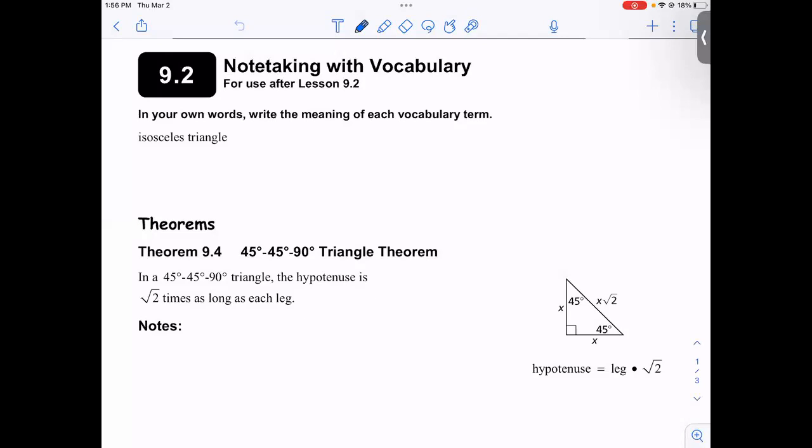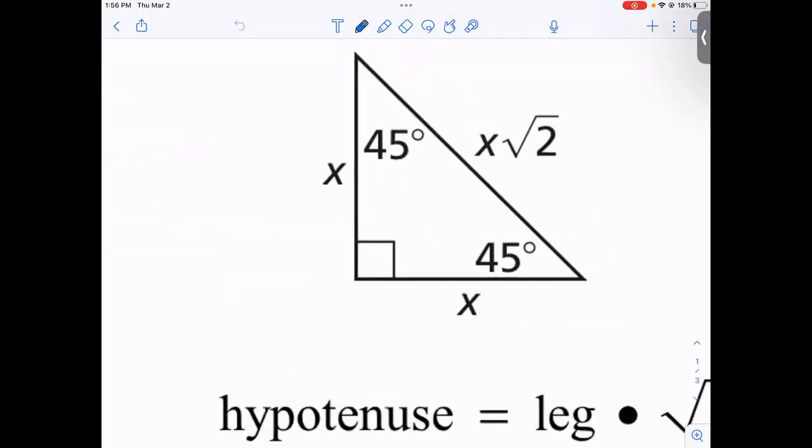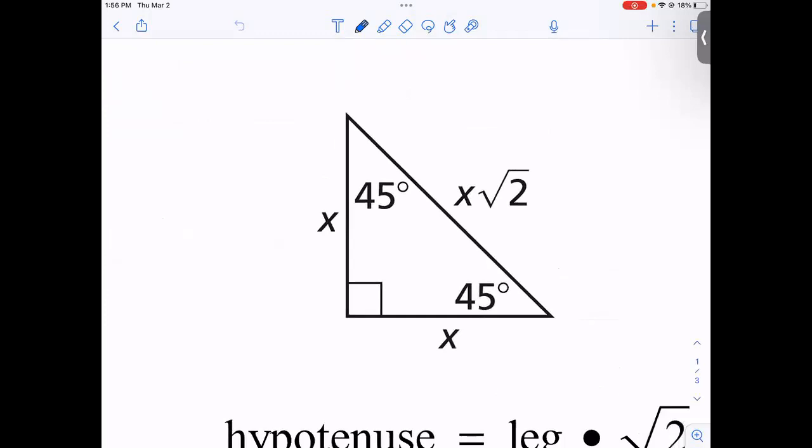Raise your hand. What does isosceles mean? Tyler? Two sides are equal. Okay, what else is true about an isosceles triangle besides two sides being congruent? Go, Drew. Two angles are congruent. Two angles are congruent. So if we have a right triangle that is isosceles, then the two angles that are left are 45 degrees.